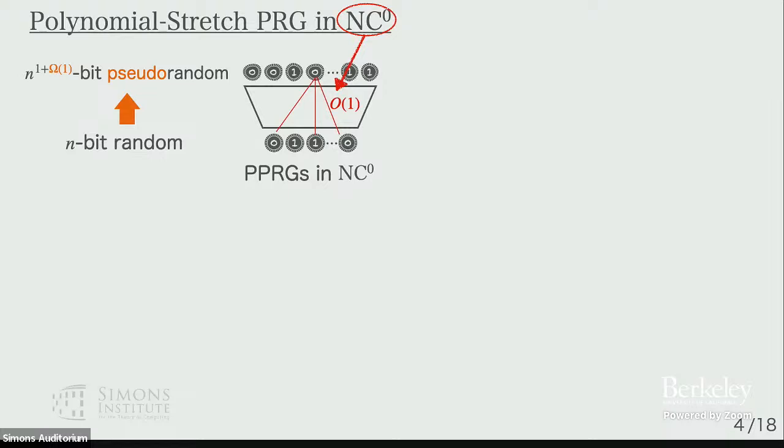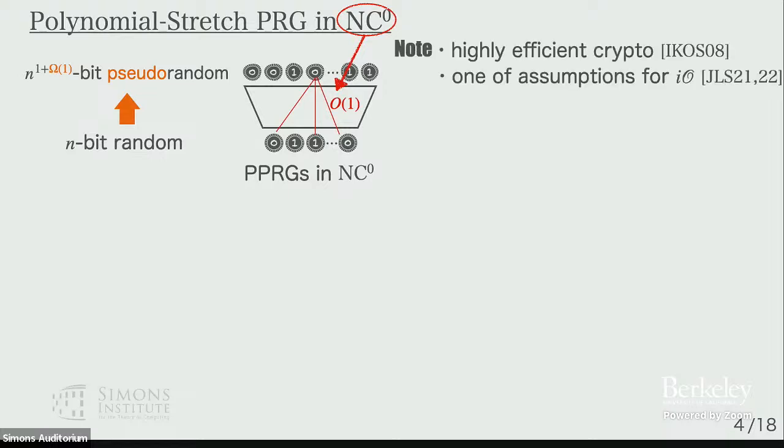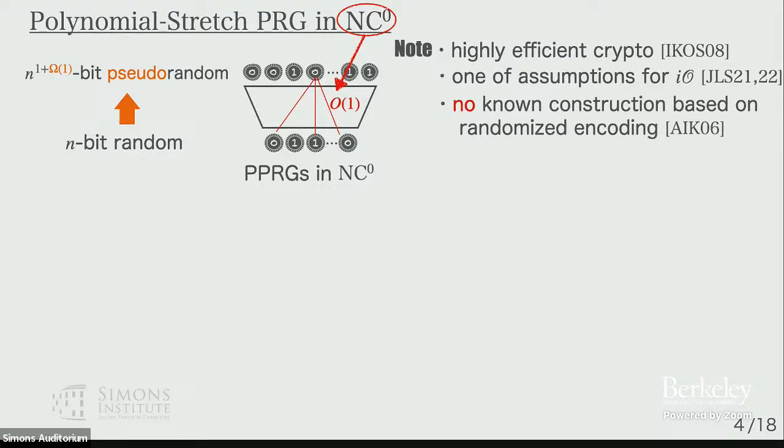And so this primitive is really important for several remarkable applications. And the point here is that constructing PRG in NC0 is relatively harder than constructing other cryptographic primitives in NC0, in the sense that we do not have any known construction based on randomized encoding. Because to apply randomized encoding, we need additional randomness. And of course, the same amount of randomness will be outputted, but it drastically decreases the stretch of the pseudorandom generator. So that's why, based on randomized encoding, we do not have any construction of PRG in NC0.